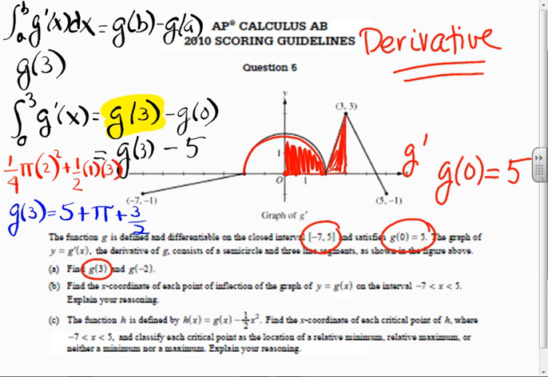So can you find g of negative 2? What's that integral going to look like?